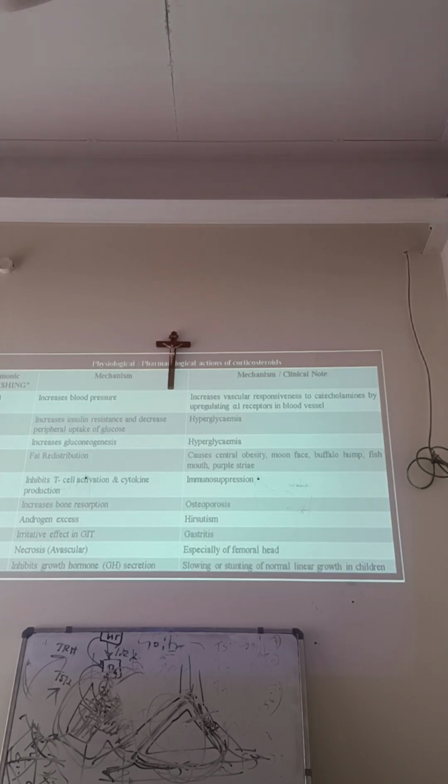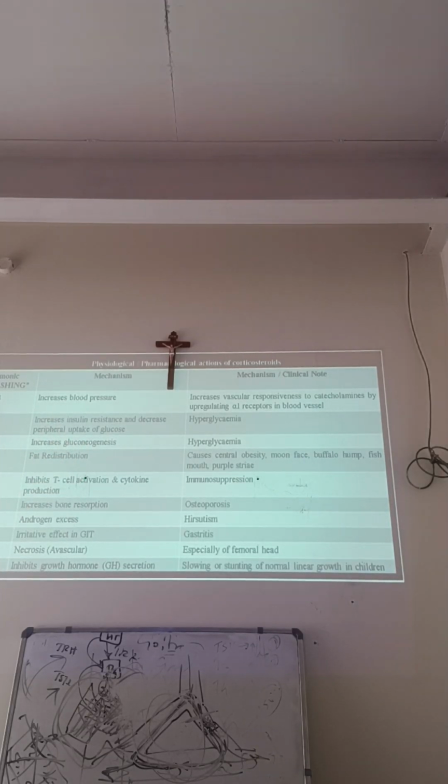F: fat distribution. If you give this drug for a longer time, the patient will have central obesity, moon face, buffalo hump, and a fish mouth. So type Cushing syndrome in Google and click on the images to see the persons who look similar to these symptoms. Find that out in Google. I'll show one of the images that I have given in my textbook.